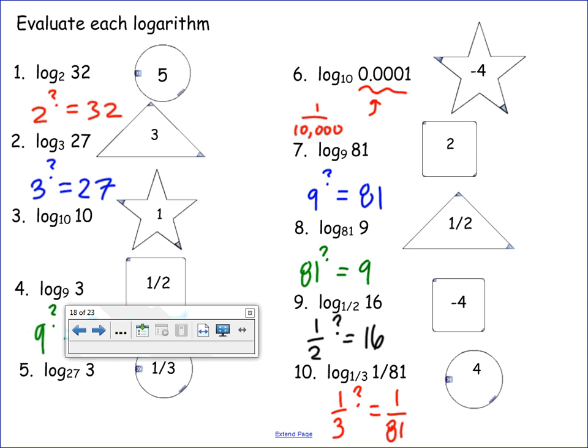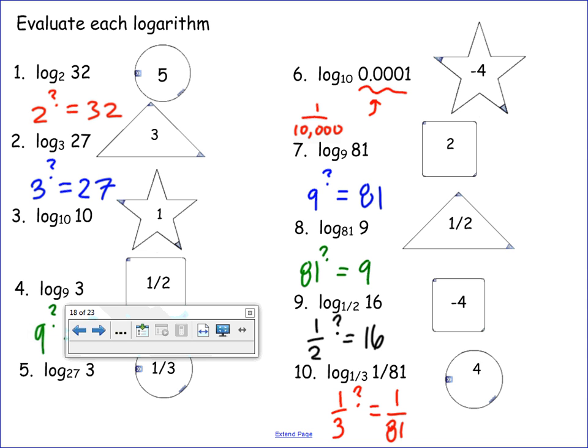Okay, thanks to those of you who are selected to come up and click the shape reveal. You had the correct answer for each of these exponent questions. Remember, a logarithm is just an exponent question in disguise. 9 to the what exponent equals 81? Well, 9 to the second equals 81. Raise your hand if you had number 7 right. Good. Raise your hand if you had number 8 right. That's a square root, so 1/2 would be the exponent. Good job. Thanks, hands down.